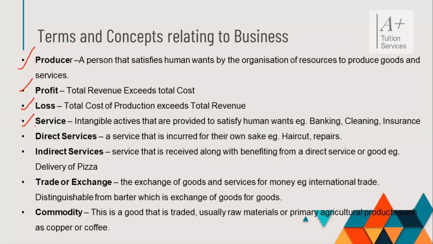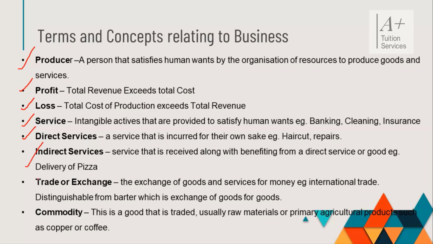Then we have direct services, and this is a service that is incurred for one's own sake, right? For example, a haircut, or if I go to repair my car, or if I go to repair my laptop. So indirect services now, that is received along with benefiting from a direct service. The delivery of a pizza, for example. So somebody is delivering a pizza for me for that direct service of me actually purchasing a pizza, okay?